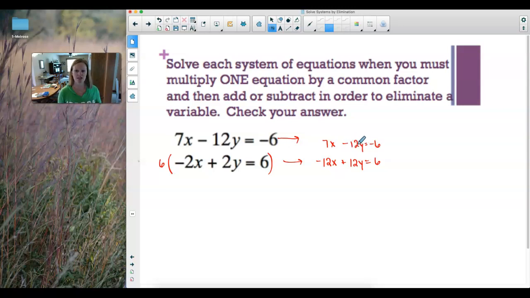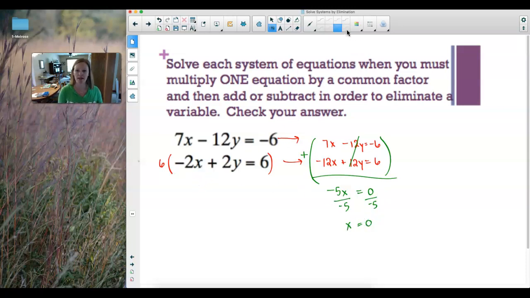Now I notice that this is a -12 and a +12. And if I want to eliminate, I am going to add these equations together to eliminate. So I'm going to add them all together. 7x plus -12x is -5x. These get canceled out. -6 plus 6 is 0. So I can divide by -5, and x equals 0. Okay.